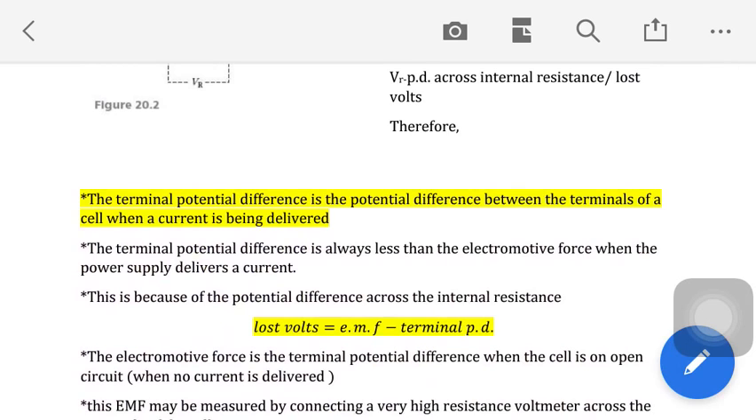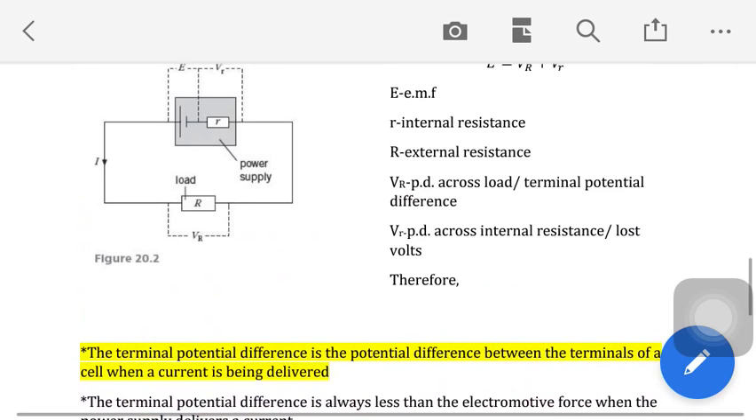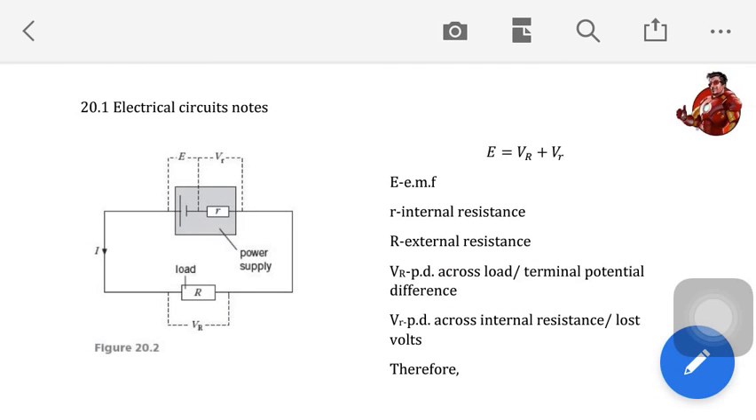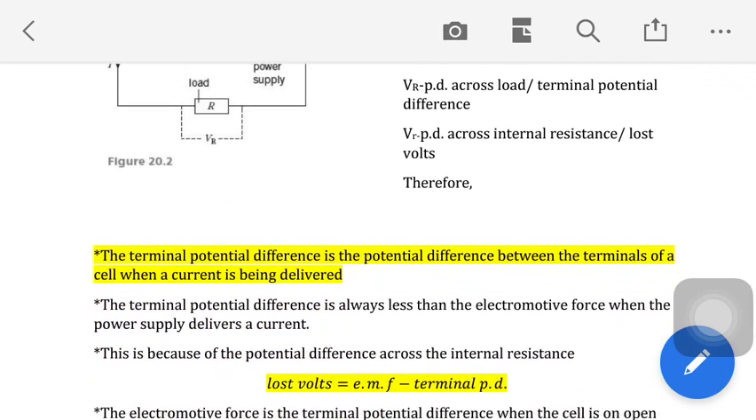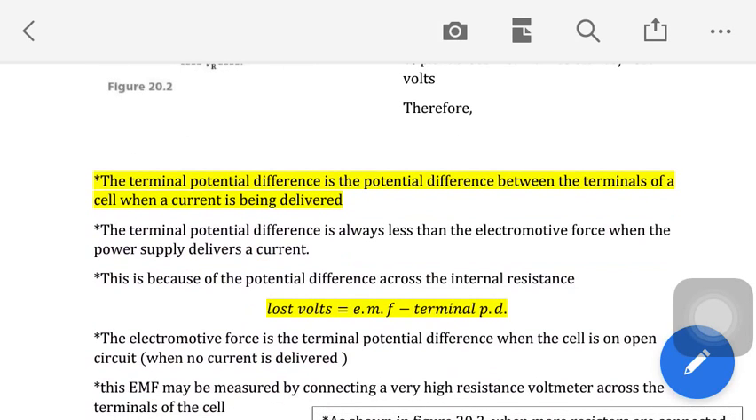Now, as you look at that equation, the terminal potential difference, that is the capital R, VR, is always going to be less than the electromotive force, because we are subtracting a value from the electromotive force, so it's going to be less than that always, as long as there is a current.